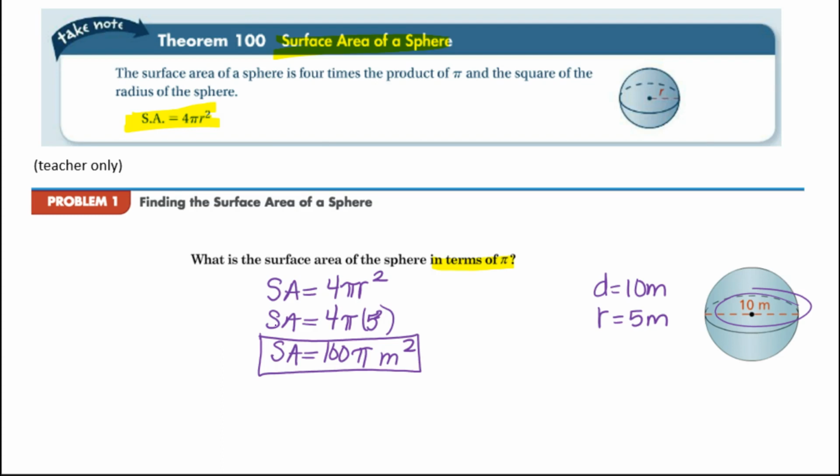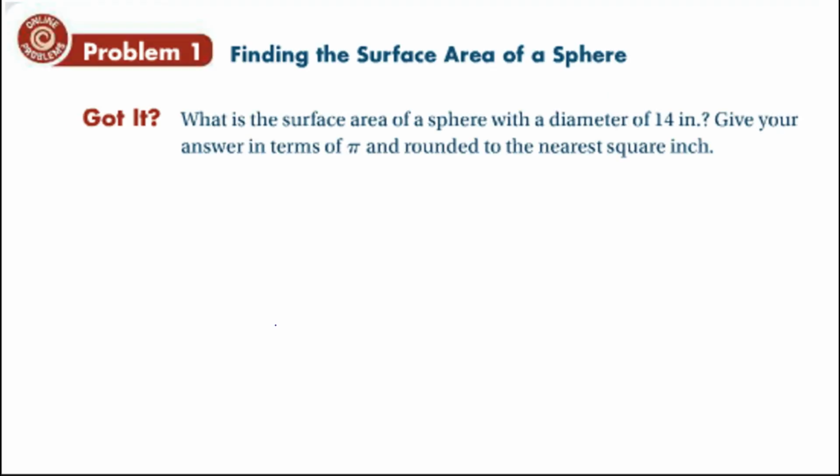So let's go ahead and look at your question in the book. What is the surface area of a sphere with a diameter of 14 inches? Give your answer in terms of pi and rounded to the nearest square inch. So we're going to have to give our answer two ways here. So again, we're looking for surface area equals 4 pi radius squared.